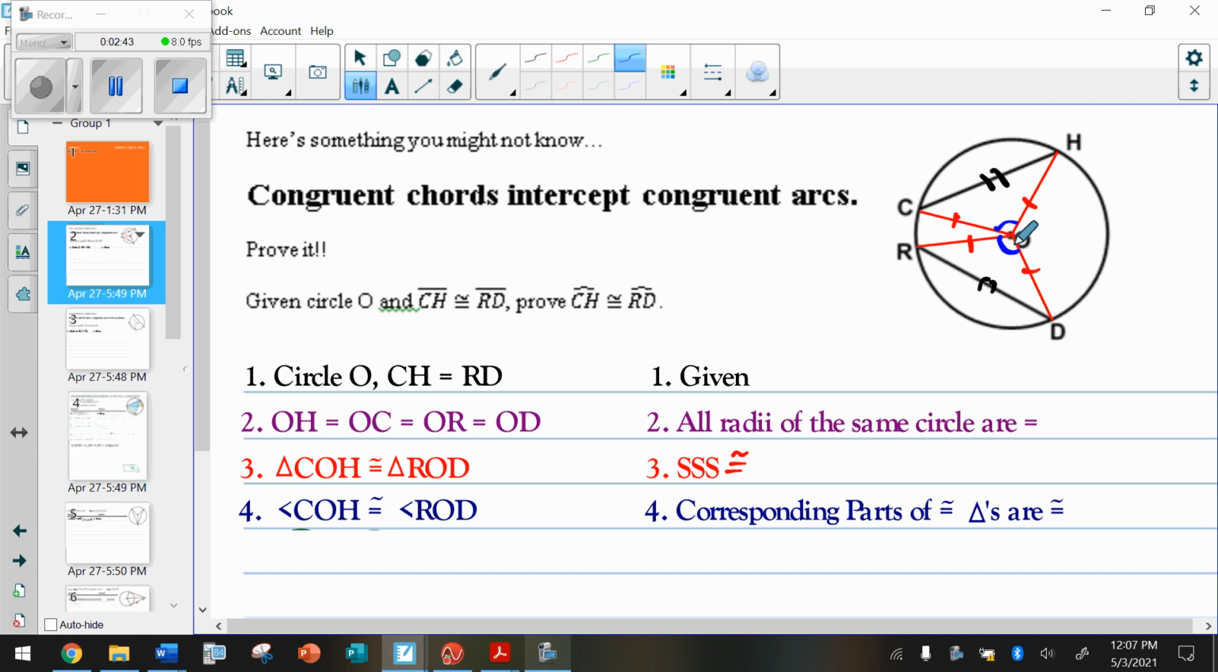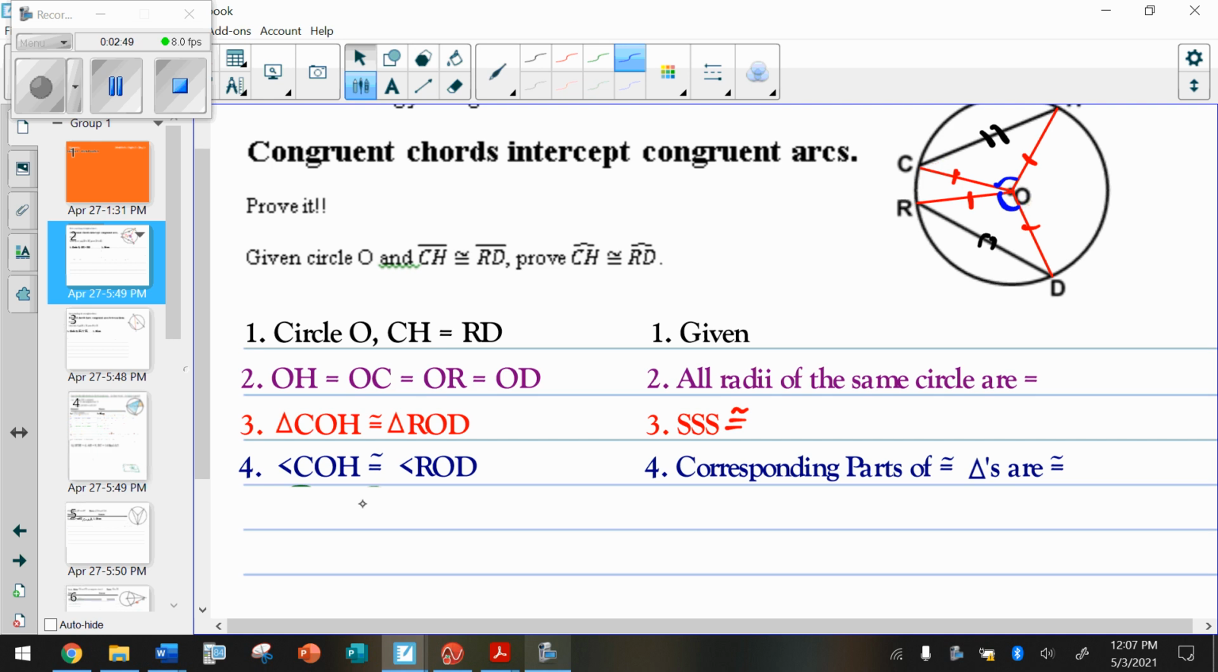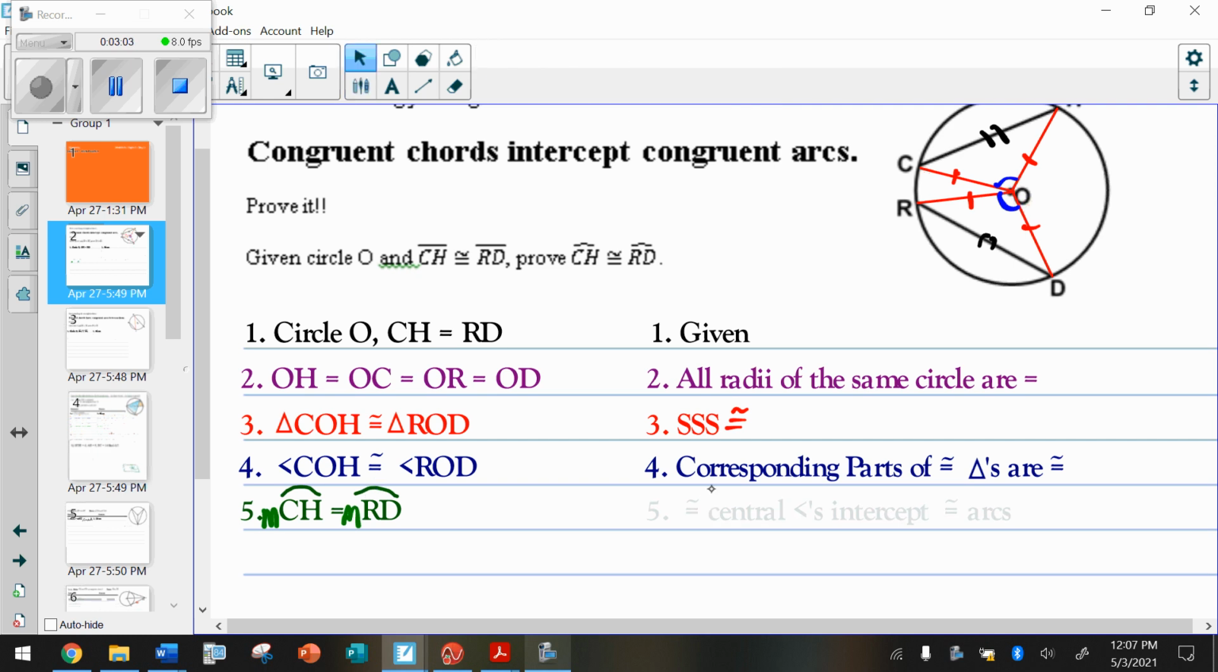Oh, but we know congruent central angles intercept congruent arcs. So if we know congruent central angles intercept congruent arcs, and we know that arc CH equals arc RD, technically I think I should have a measure of arc CH equals the measure of arc RD, because congruent central angles intercept congruent arcs. In 5 steps, guys, we're done with our first proof.